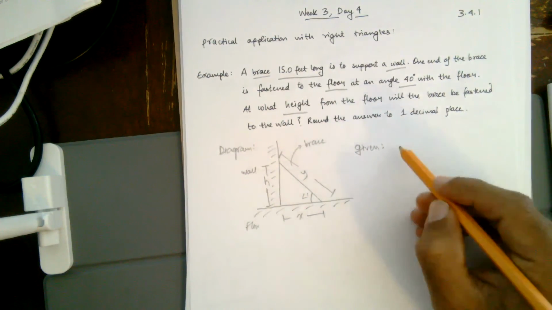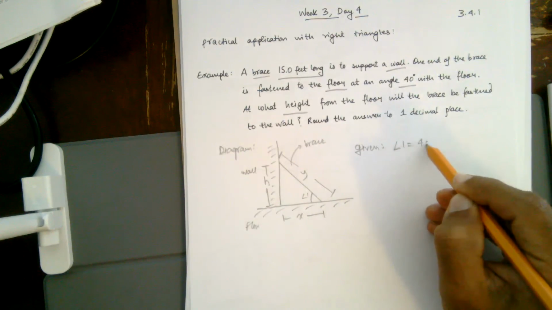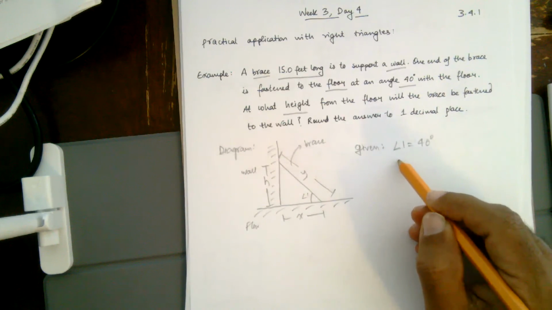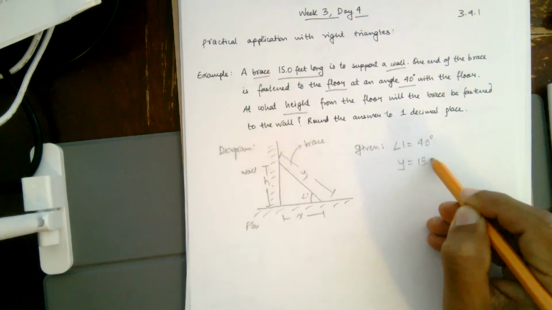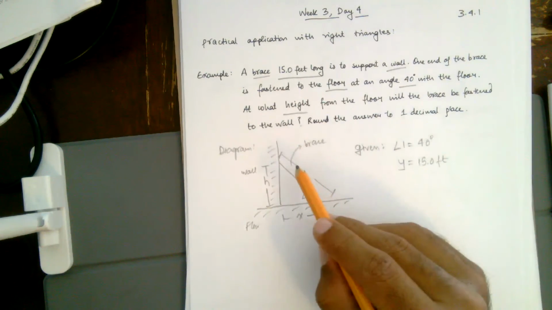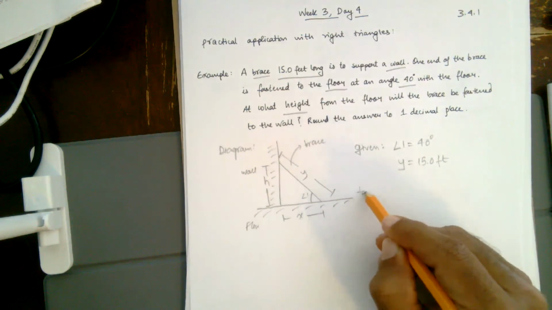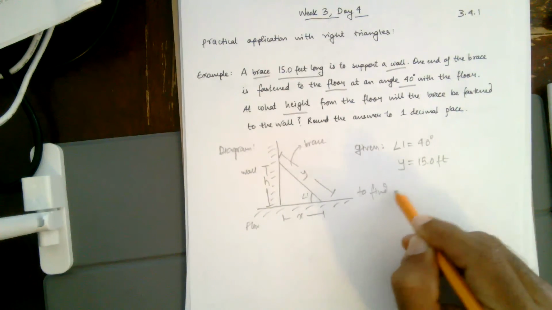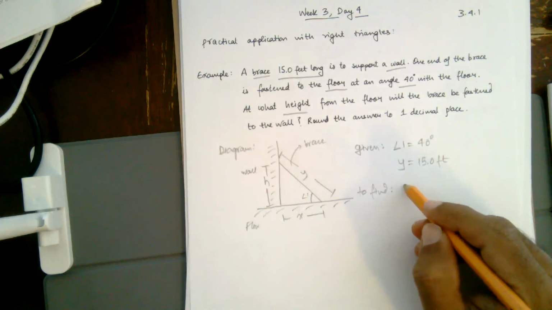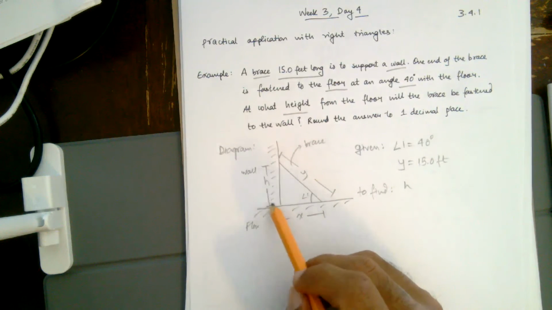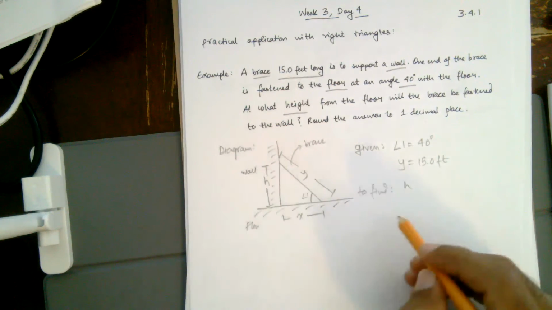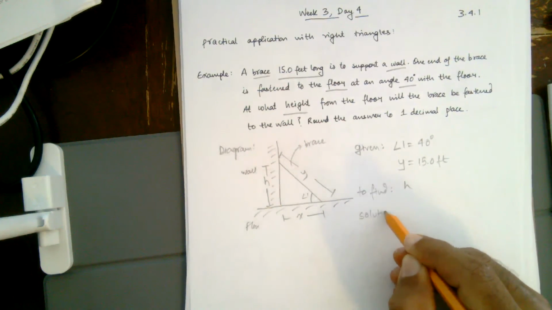What's given to us? We're given angle 1 is 40 degrees, and then we're given Y is 15.0 feet because Y is the length of the brace. To find, we have to find H. From the figure, that's the height from the floor. And then we go to solution.